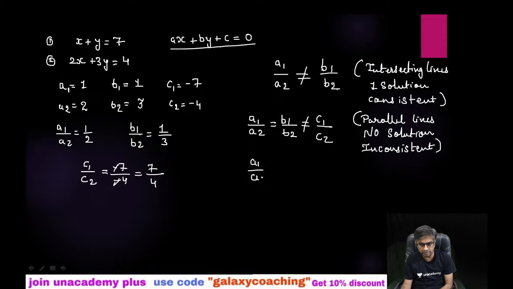Now, a1 upon a2 equal to b1 upon b2, and if the third is also equal, so if you get all three equal, what can you say, guys? Then you can say coincident lines. And then how many solutions? Infinite solutions.